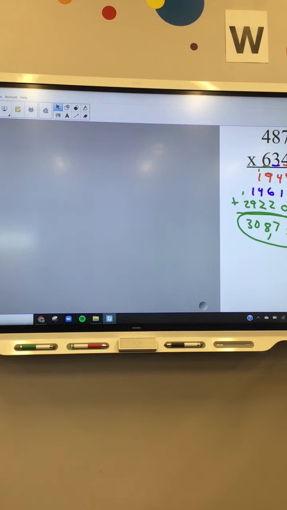308,758. Now I also put up there in different colors how much it is for multiplying by 4, multiplying by 30, multiplying by 600. So you can kind of double check if you got something wrong in total. Maybe you goofed up just one of those rows. How are we doing? Not good?